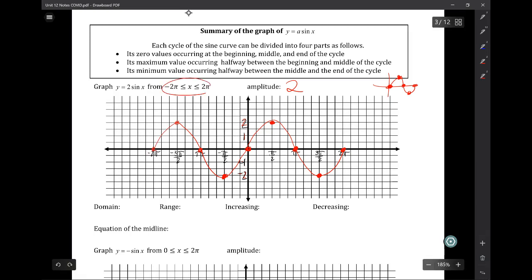Domain, again, I had restricted domain in the beginning, so you could say negative 2 pi to 2 pi. And your range is bottom to top. So now that our amplitude is a 2, we are going to go from negative 2 to 2. I'm going to skip increasing and decreasing just to save us some time right now, but it would be the exact same intervals as the last one that we just did. And the equation of the midline is still going to be y equals 0, because we haven't shifted that yet. That's not happening until next time.